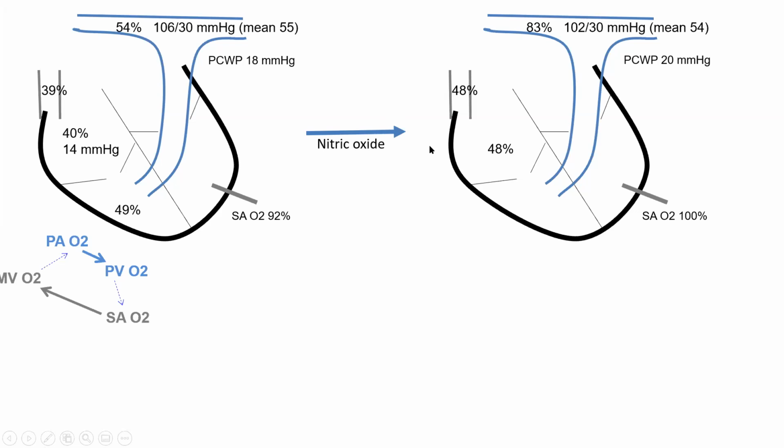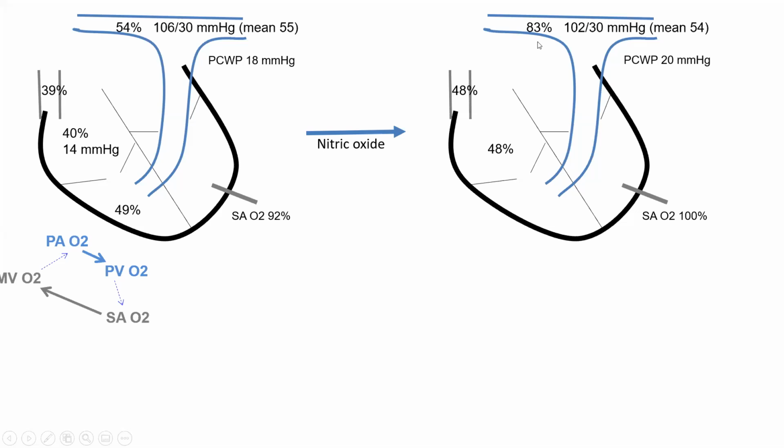So with nitric oxide, look at what happened. The PA sat, so nitric oxide is a pulmonary vasodilator, the PA sat went up to 83%, okay? The arterial sat went up as well. We didn't give him more oxygen. The arterial sat went up from 92 to 100%. So look at those numbers. The PA pressure did not change much. It remained the same. Wedge didn't change much either. Okay. So what does this signify?